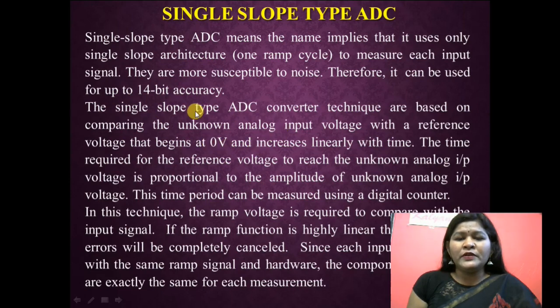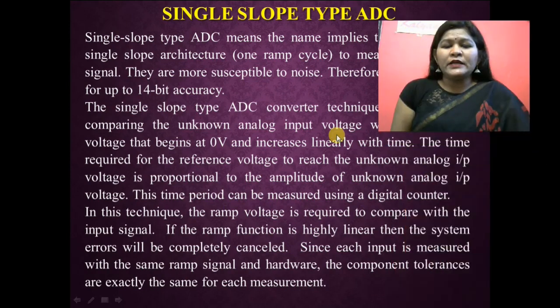Here we will use the integrator. The reference voltage is applied to the integrator, and the integrator integrates its input and then applies it to the comparator. So the reference voltage begins at 0 volt and increases linearly with time. The time required for the reference voltage to reach the unknown analog input voltage is proportional to the amplitude of the unknown input voltage. This time period can be measured using a digital counter.